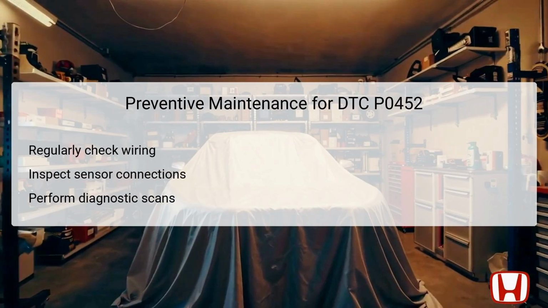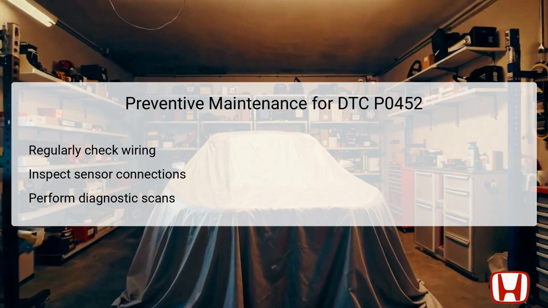To mitigate future occurrences of DTC P0452, regular preventive maintenance should be a cornerstone of vehicle care. Routine checks of the wiring associated with the FTP sensor can help identify potential issues before they lead to significant failures. Ensuring that all sensor connections, especially at the FTP and PCM, are clean, secure, and free from corrosion is equally important. Scheduling periodic diagnostic scans using the HDS can catch this code early, allowing for timely intervention if necessary.